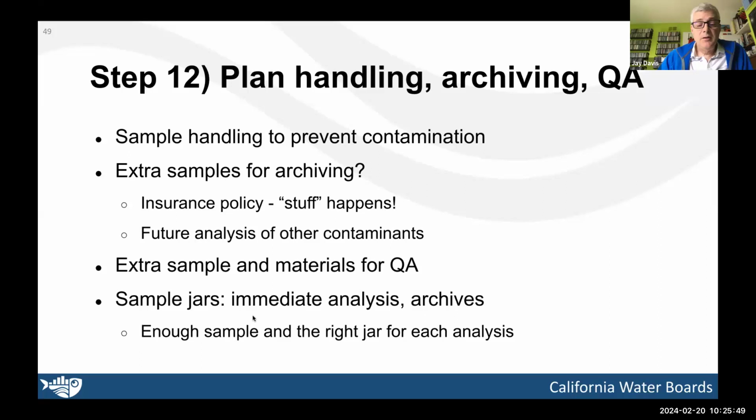And then figuring out what sample jars you need can be complicated. If you have a lot of analytes in a big program, there are certain jars that the labs use for their immediate analysis, and then other jars that are good for archiving. Figuring out the jars and the amount of sample needed for each analysis can get a little complicated, but it's really important.